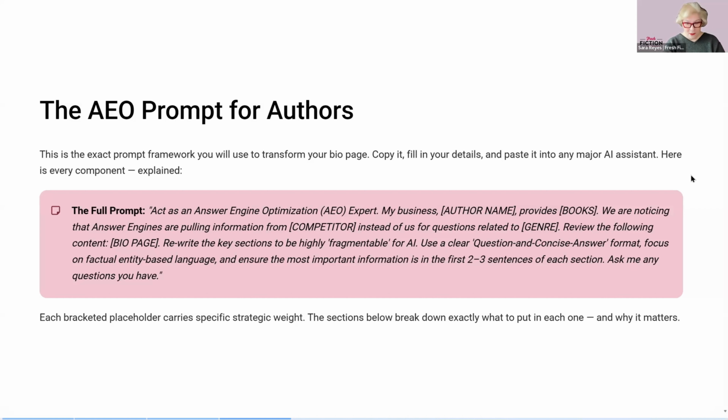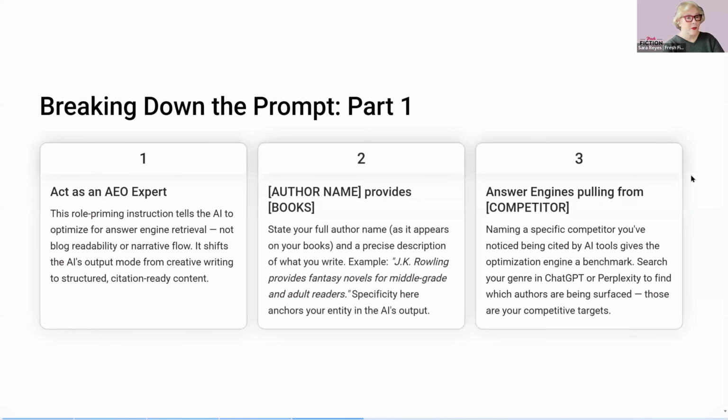Okay, so now we're going to break down what this actually means. All right, let's break it down. The first part, act as an AEO expert. I tried to say this, is that you're telling the AI what you want it to do as precisely as possible. So you're telling it you want to optimize for answer engine retrieval, not blog readability or narrative flow or anything else. This is exactly what you want.